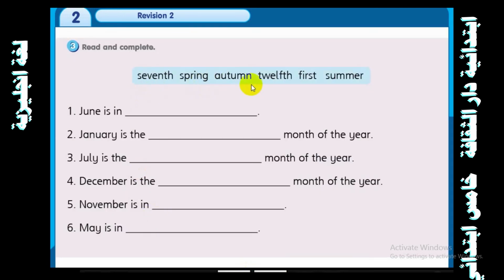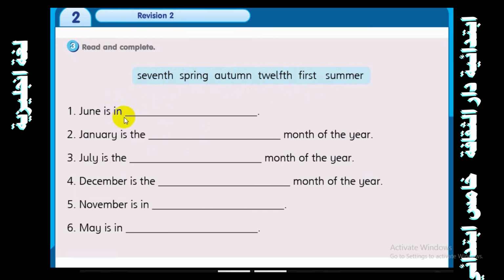Here we have a number of words and spaces. What are we going to do? Fill in the spaces with these words. Let's read the words first. We have 7th, spring, autumn, 12th, first, summer. Be careful when completing. You have 2 words, the word in and the word the.